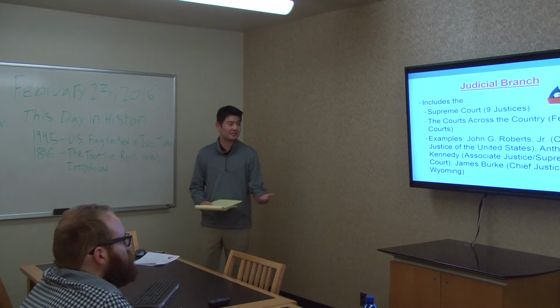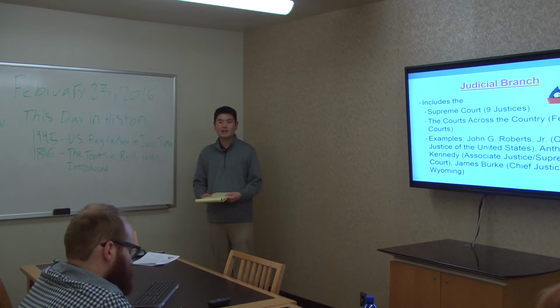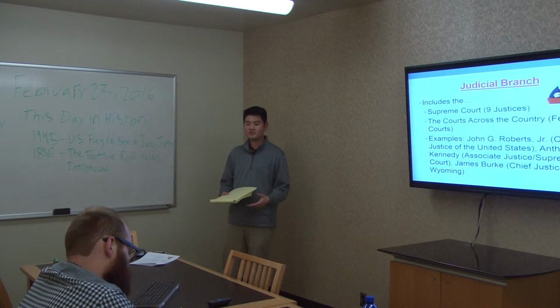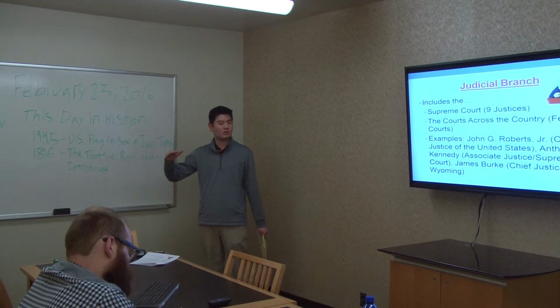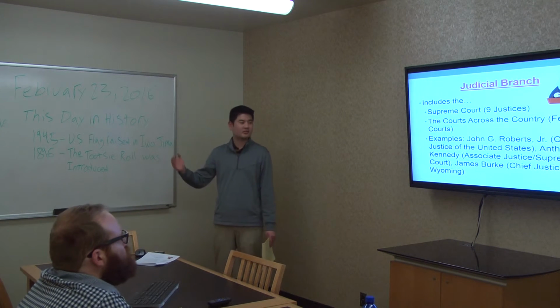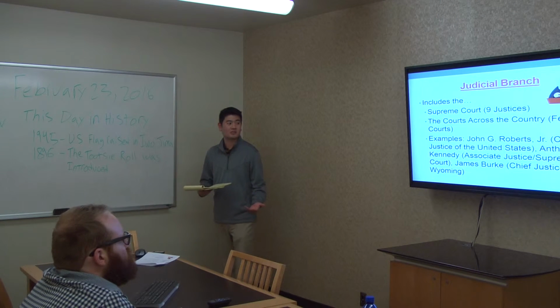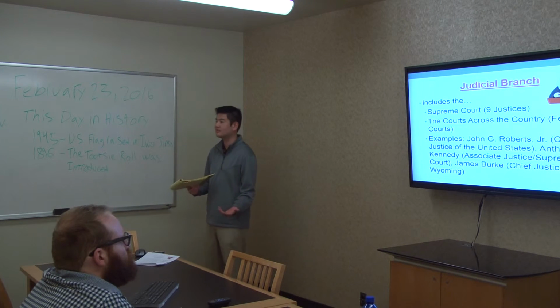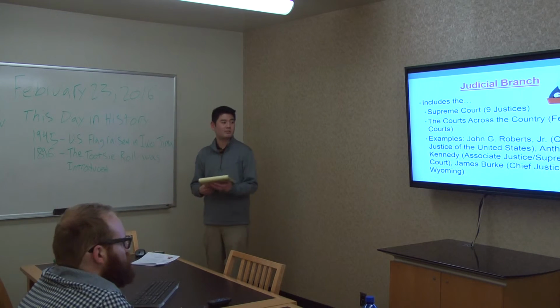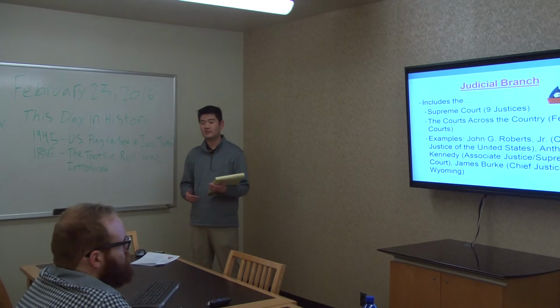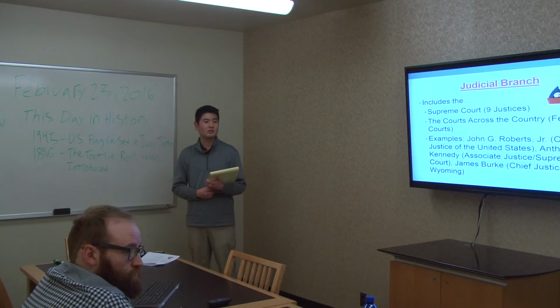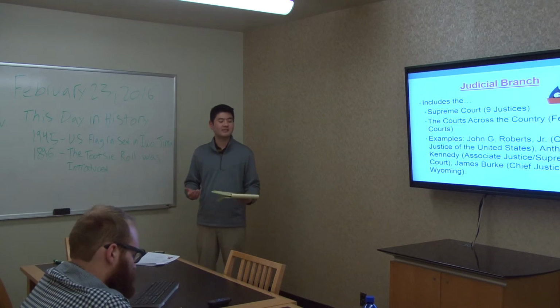So this includes the Supreme Court, as I said, and then just other federal courts across the country. So you have your state courts and your local courts. This is all included in that judicial branch. Some examples include John G. Roberts Jr., who is the Chief Justice of the United States, Anthony Kennedy, who also serves on the Supreme Court, and James Burke, who's the Chief Justice of Wyoming.